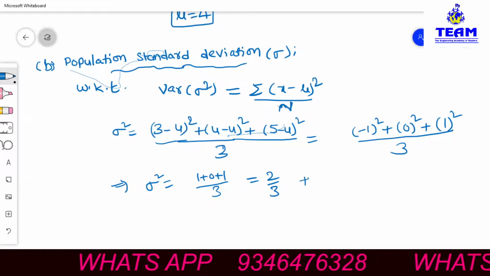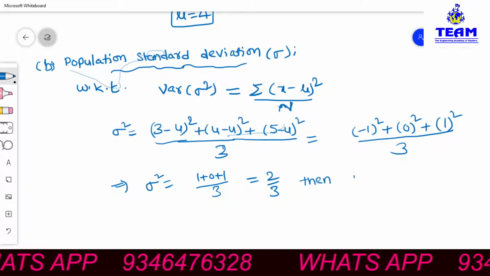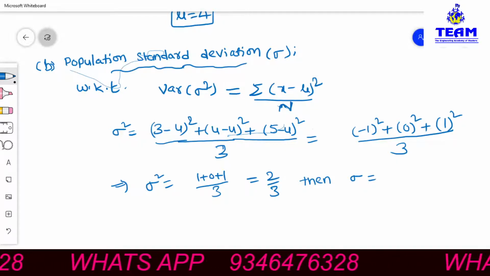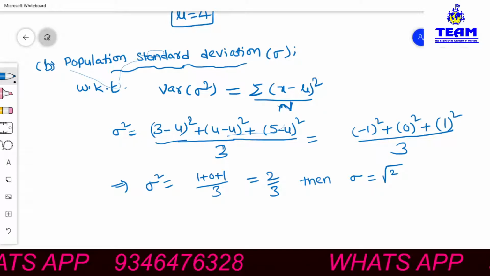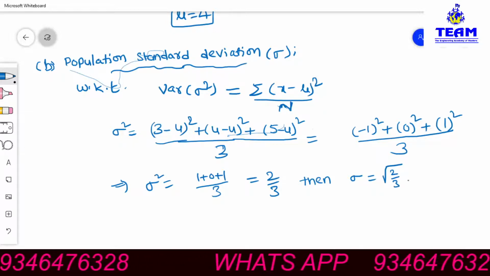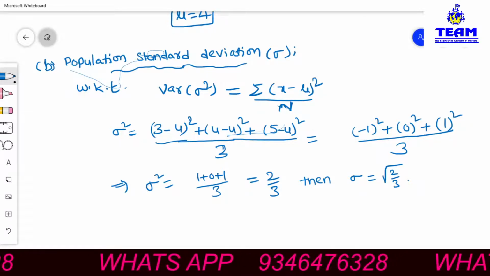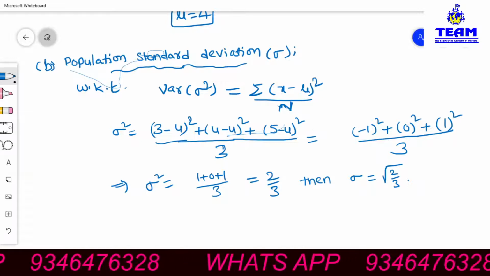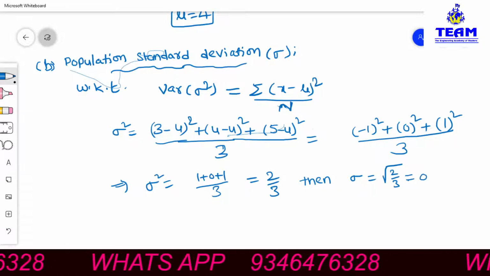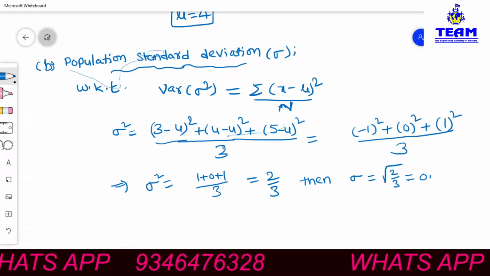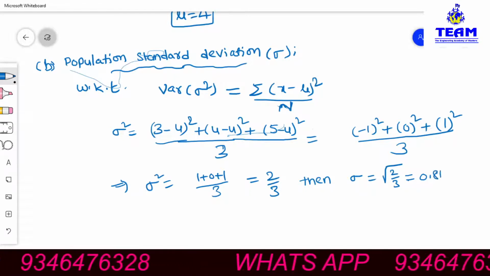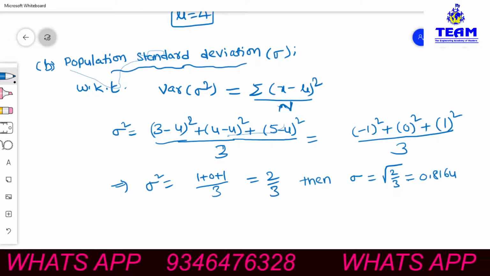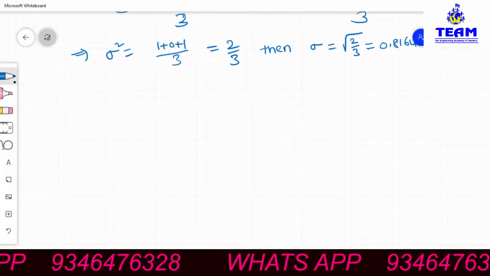Then standard deviation sigma is equal to the positive square root of variance, nothing but square root of 2 by 3. By simplification we got 0.8164. This is the required standard deviation of the population.